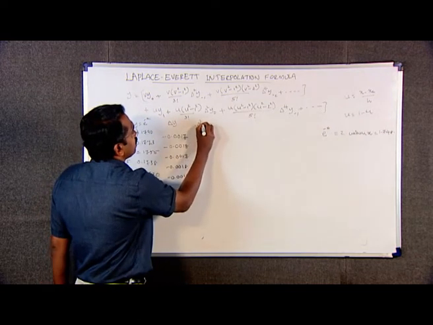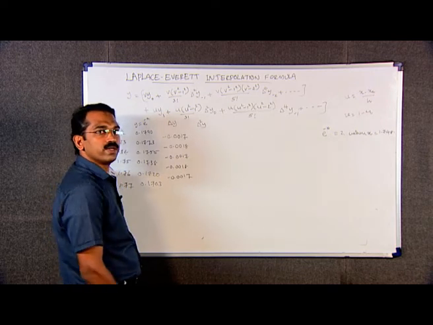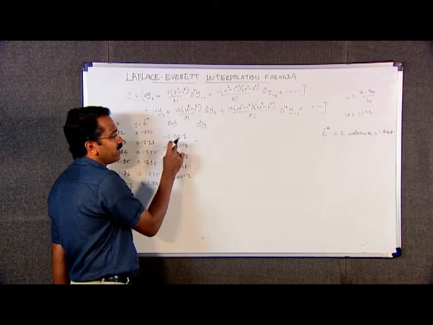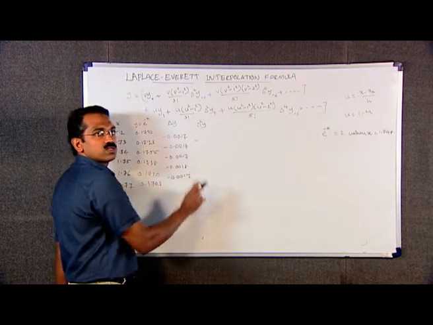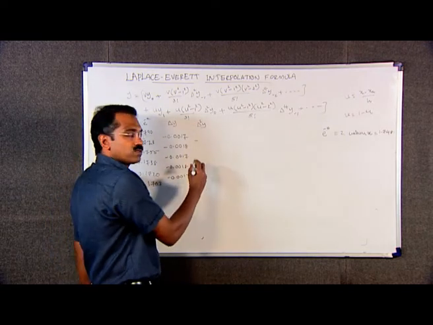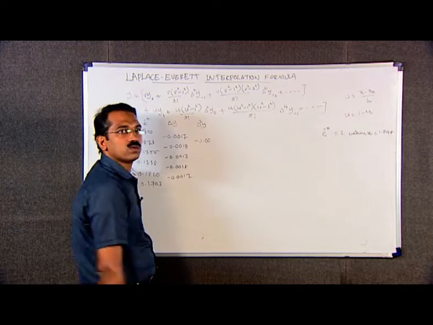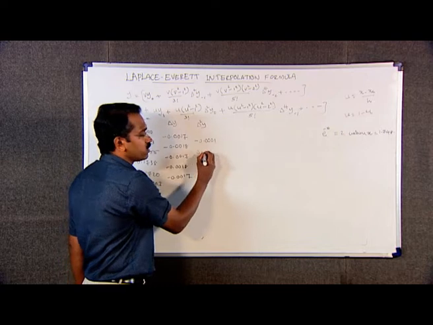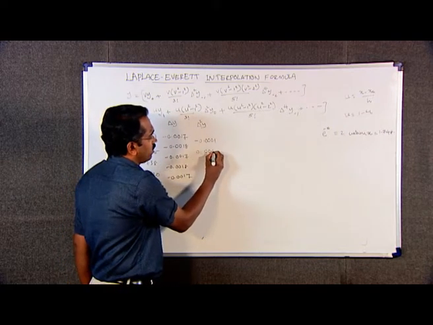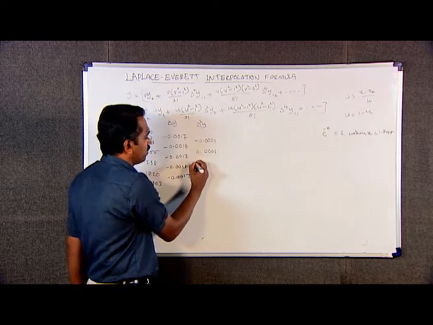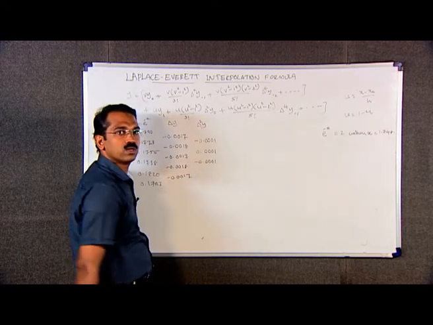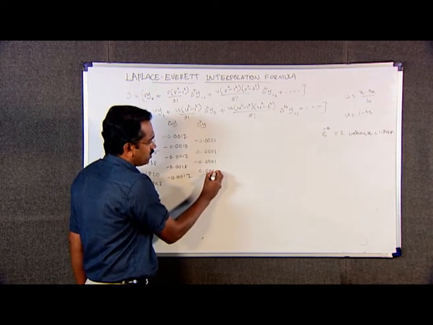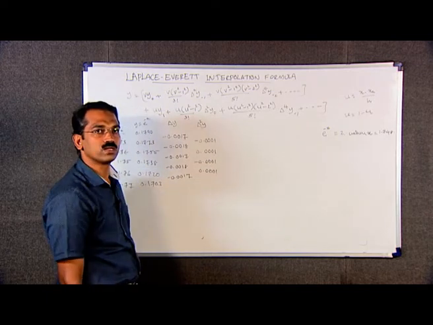The second order differences are delta square y, which are negative, that means minus 0.0018 minus negative 0.0017, which is equal to minus 0.0001, then 0.0001, next is minus 0.0001, and the last one is 0.0001. These are the second order differences.